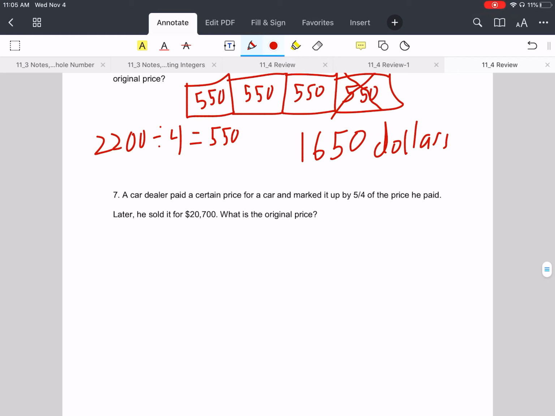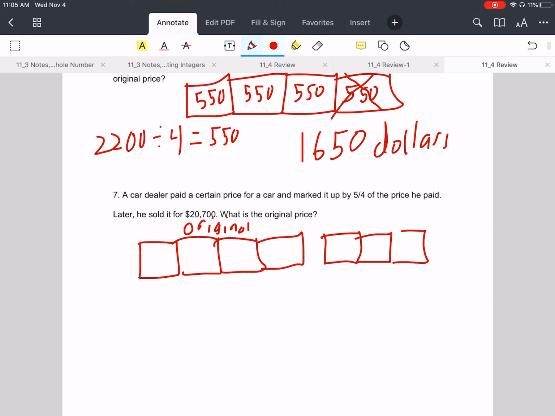Number 7, we're dealing with fourths again. So we're starting with 4 boxes, and this is the original price. And each of these boxes represents 1/4 of the price. So when it gets marked up by 5/4, that means we are adding 5 squares and then selling the car for $20,700. So we are doing 20,700 divided by 9 boxes now to figure out the dollar amount of each box.